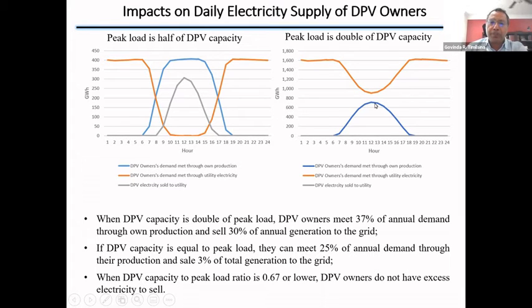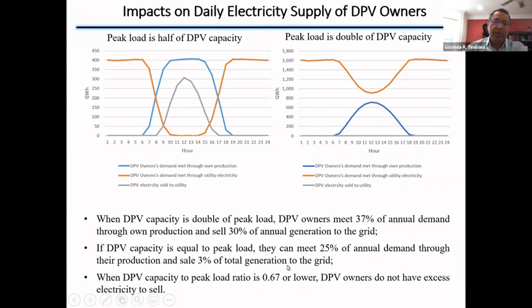They offset some part of their utility electricity. Normally, when DPP capacity is double the peak load, DPP owners meet 37% of annual demand from their own production and sell 30% of annual generation to the grid.